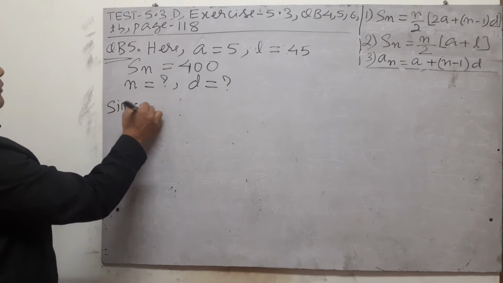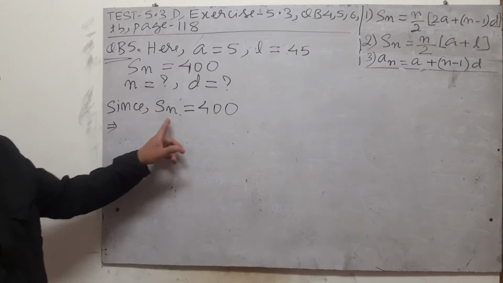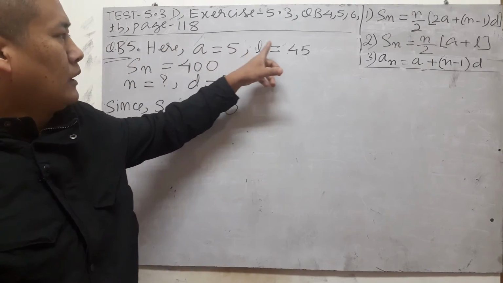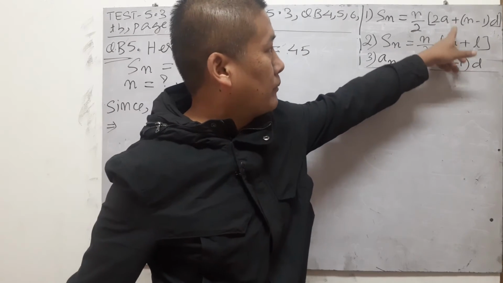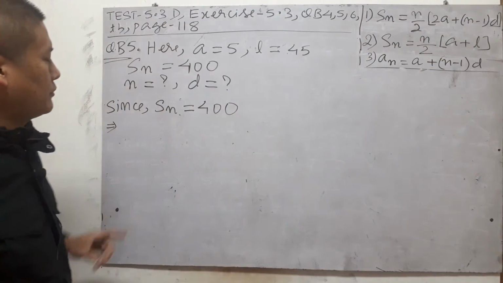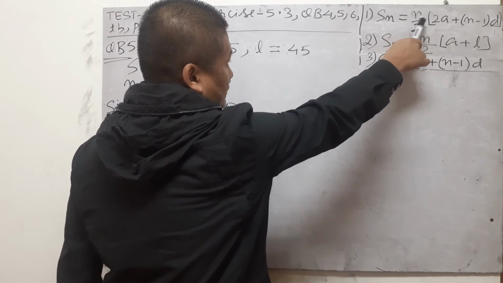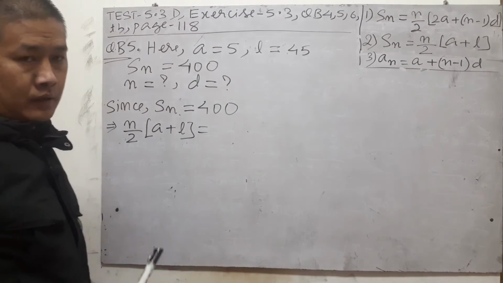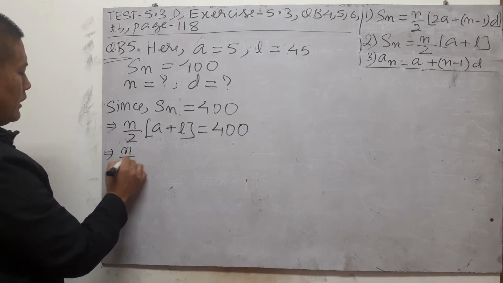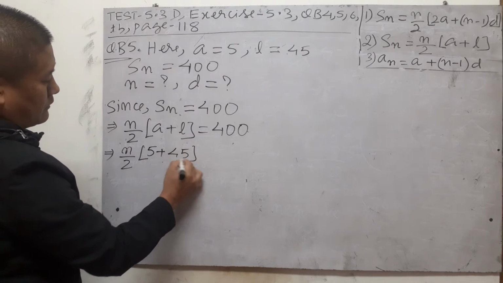Now, since we got here the first clue for solving the sum of all the terms, Sn equal to 400, there are two formulas for the sum of terms Sn. Either this or this we can use. But which to use, the clue will come from the given data. Since a and l are given, and there is no information about the others in the first, let us take this second formula. So Sn is going to be replaced by n by 2 into a plus l, and we're using this formula in preference to the other because here we have a and l at our disposal as given data. So here 400. n is unknown yet, so n by 2 into a, which is 5, plus l, which is 45. So we can just put those values.